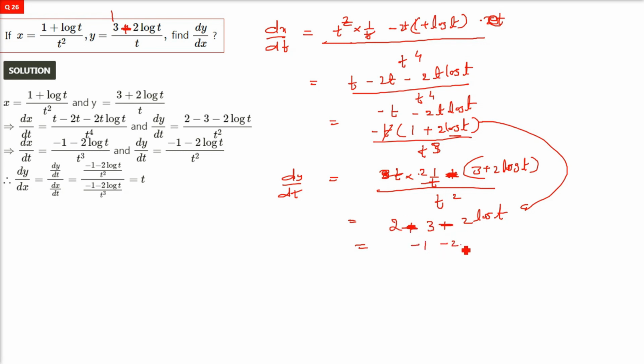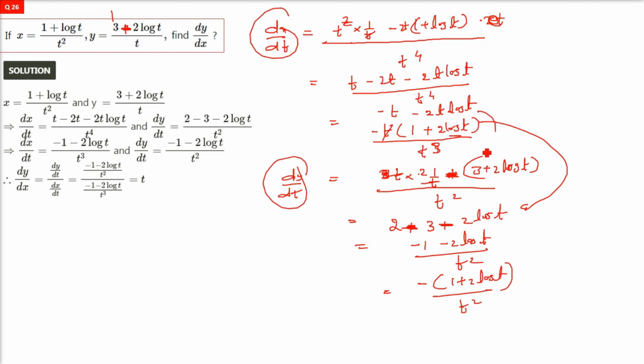And in the denominator, you have t square. So I'm taking minus 1 outside. 1 plus 2 log t divided by t square. Now dy by dt is known. Dx by dt is known. Divide dy by dt. Let us find out dy by dt by dx by dt. So we have minus 1 plus 2 log t here. Divided by what? You have t cube.